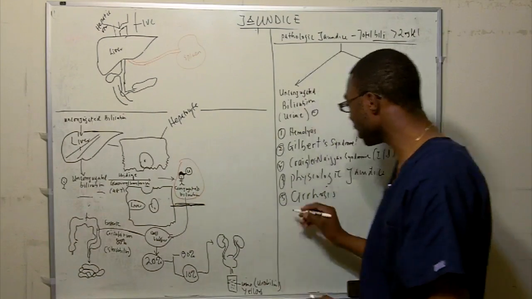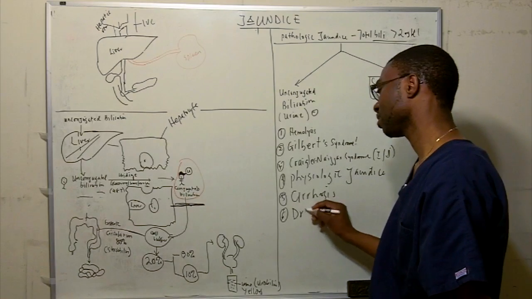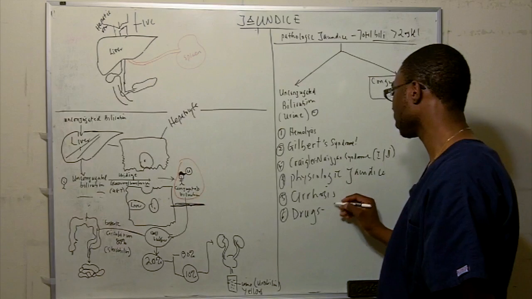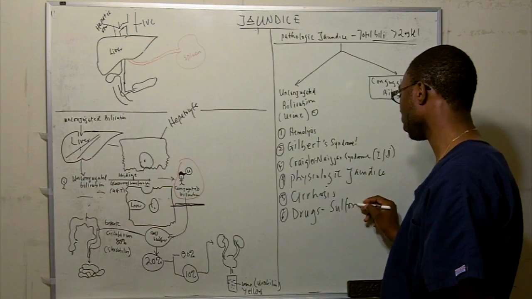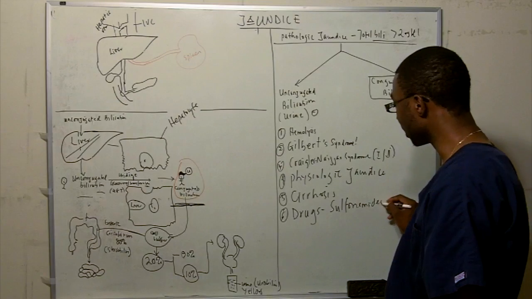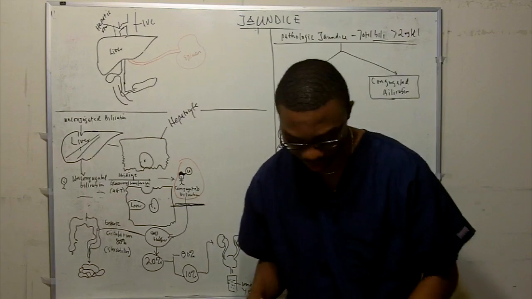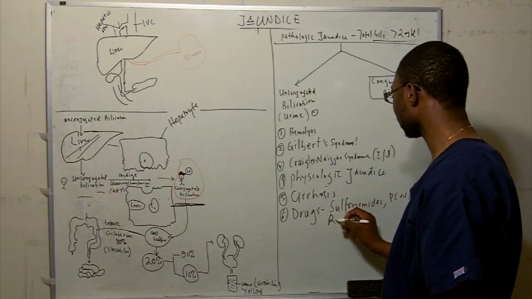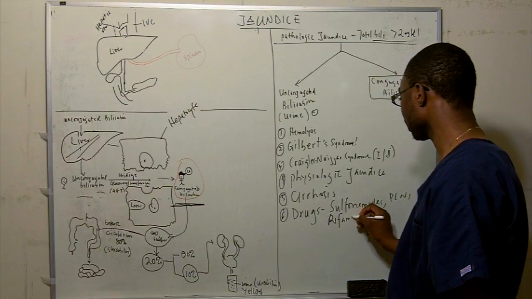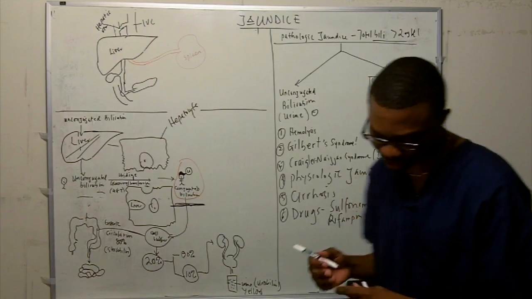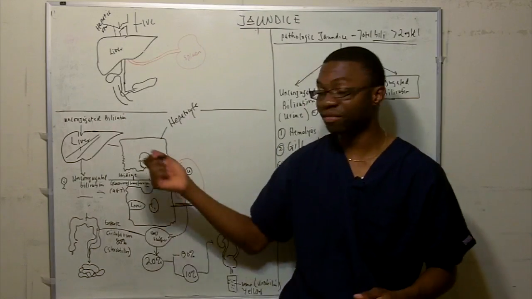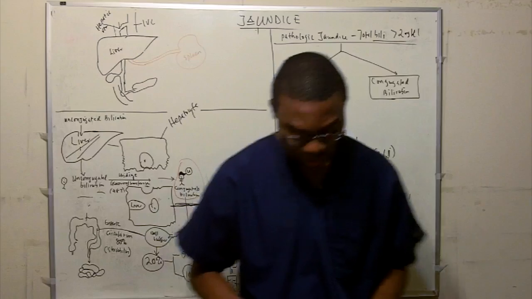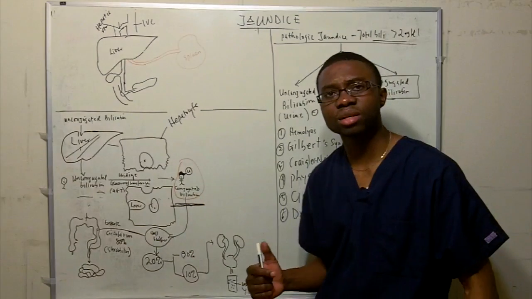Last but not least, drugs. Sulfur drugs, sulfonamides, are notoriously known for causing this, as are penicillin and rifampin. These are all hepatotoxic drugs that can also cause you to have elevated bilirubin. Okay? Also radio contrast agents.